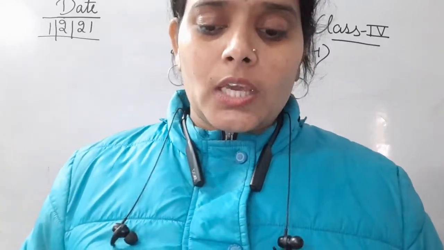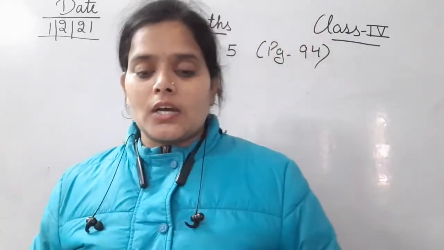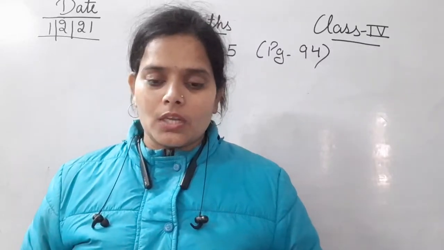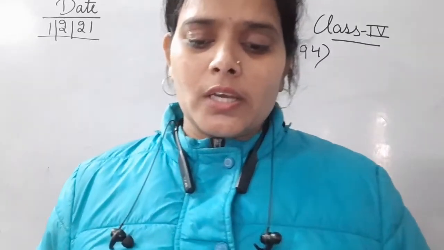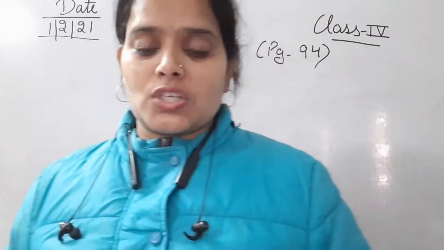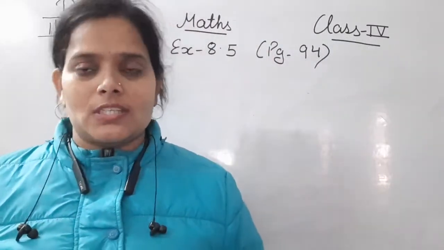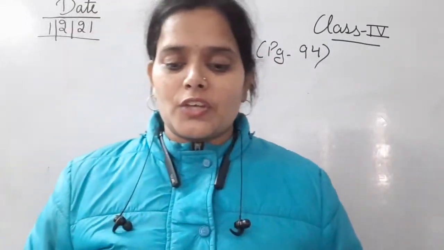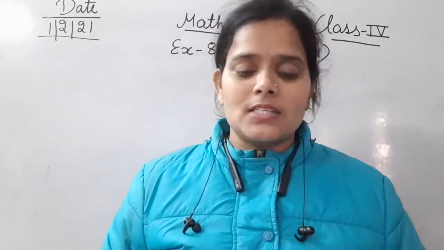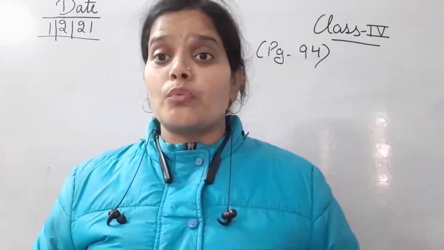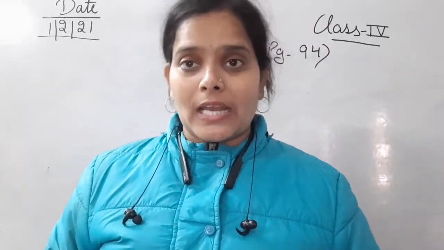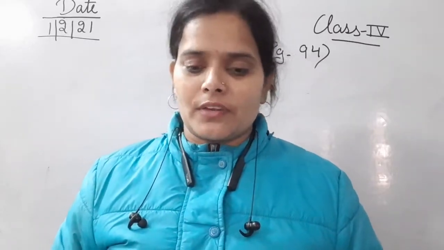Now in this question number 2 it is given which group of fractions are like and which are unlike. In this sum, 4 parts are given and we have to tell whether they are like fractions or unlike fractions.